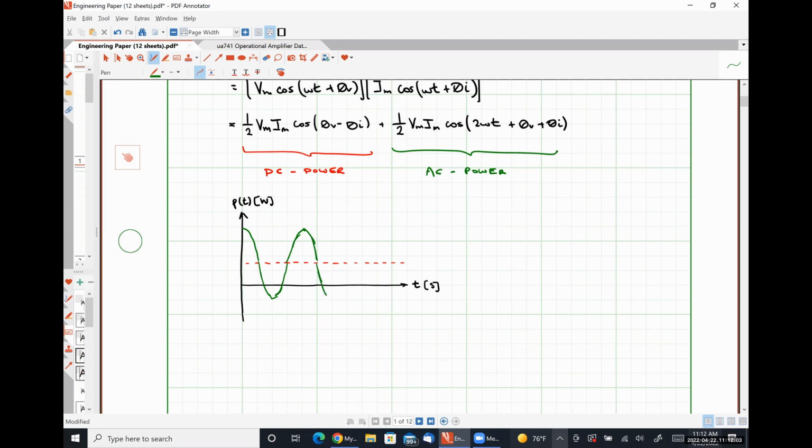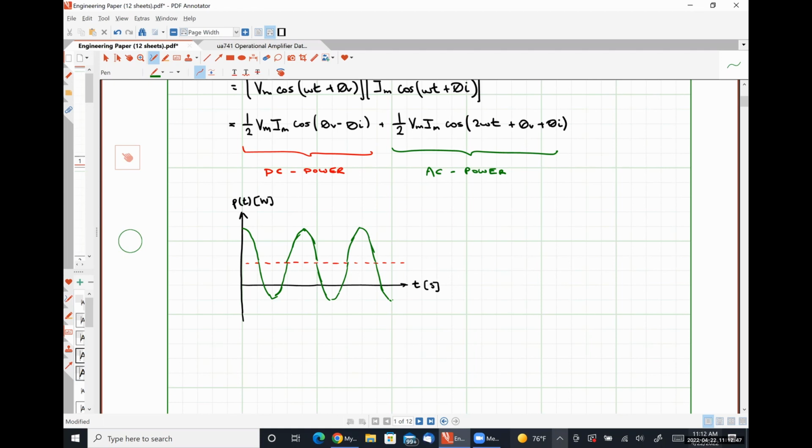Trying to draw it as best I can, so please bear with me. So what we should have is a sinusoidal signal that is symmetric about that DC power level, meaning exactly half of the time it's above the DC power level and exactly half of the time it's below the DC power level. And it is oscillating at twice the frequency of our voltage and current signals, okay?